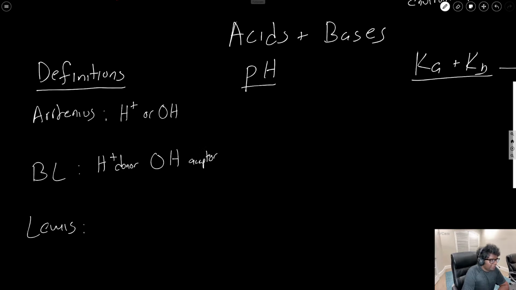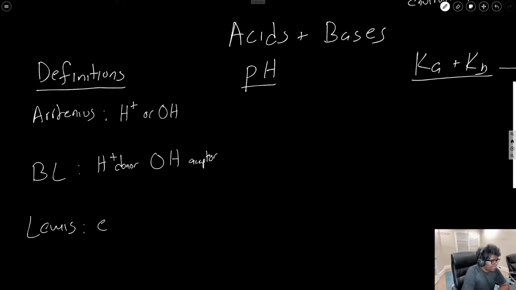Now, you can think about it like, you have an Arrhenius acid, you can also have a Bronsted-Lowry acid. They could be the same, but you need to think operationally. In a question, they will ask you which one of these is a Bronsted-Lowry acid? Yeah, sure, it's an Arrhenius acid, but it can also be a Bronsted-Lowry acid, or vice versa.